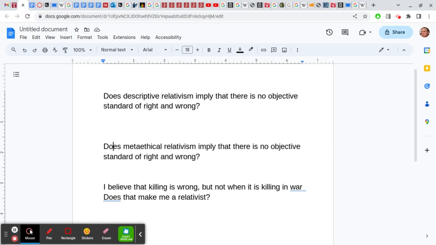If I believe that killing is wrong, but not when it's killing in war, what I'm saying is that there are exceptions to the general principle that killing is wrong. It doesn't mean that those exceptions are completely relative. If when I say that killing in war is not wrong, I've said that that's true for everyone, all I've said is that there's an exception to the general rule or general principle or general precept that killing is wrong. And so it doesn't make you a relativist.